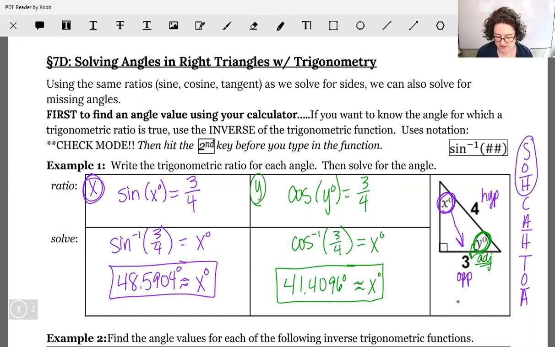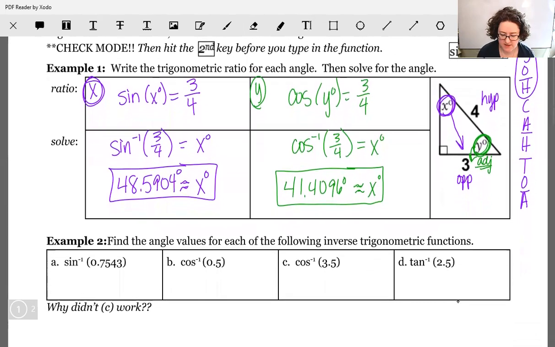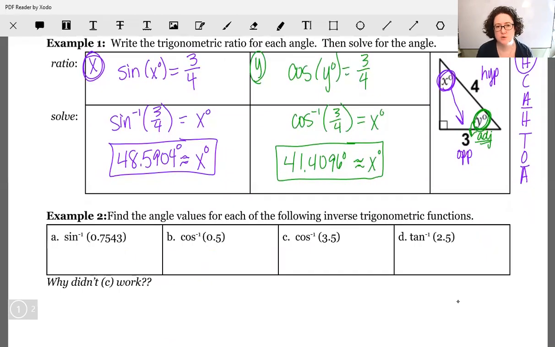Okay, so at this point too, I would suggest go ahead and pause the video, and I just want you to check, hey, what values am I getting out for these? So the problems that I want you to just straight plug in the calculator, no setup necessary, is your A, B, C, and D. So find the values of each one of the inverse trig functions. In other words, your sine inverse of 0.7543, etc.